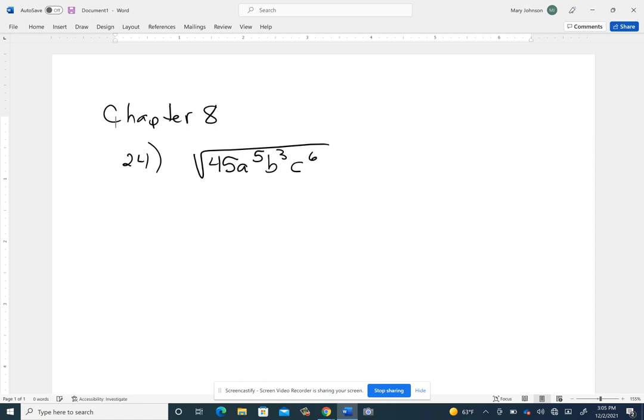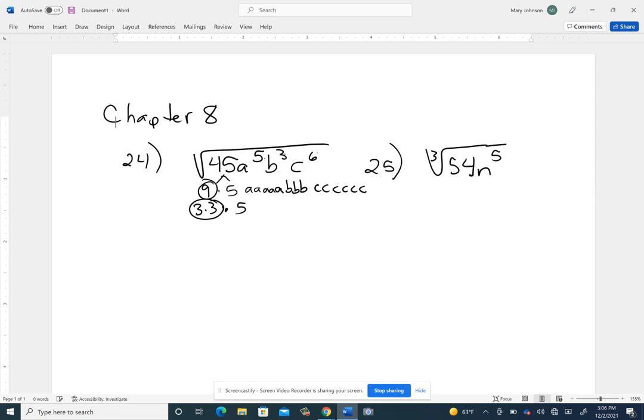All right, so number 24 and number 25 are ones where you're trying to simplify a root. One of them's a cube root, the other one's a square root. If you had to do one like number 24, it's a square root. So what you might think is how 45 is 9 times 5, 2 3s and a 5. 9 is a perfect square. That pair of 3s indicates that that's a perfect square. These numbers on the exponents are small enough where you can think about what they're saying. There's 5 A's, 3 B's, and 6 C's.